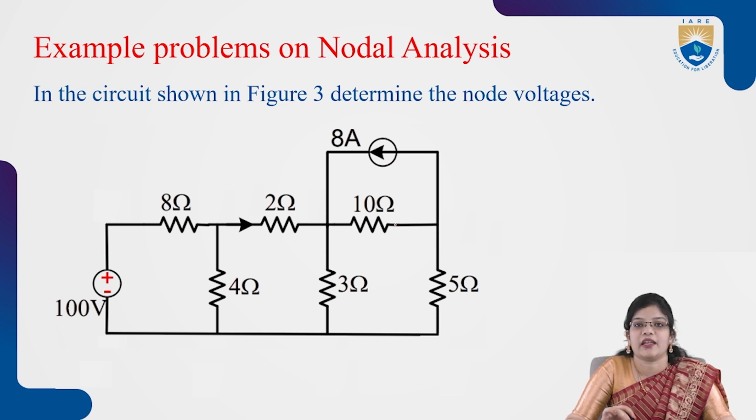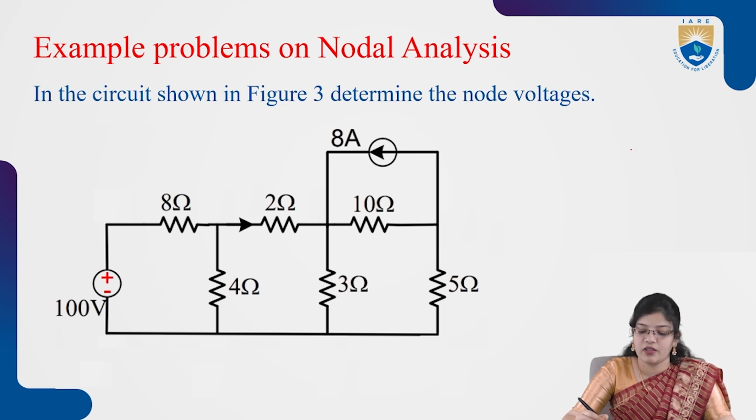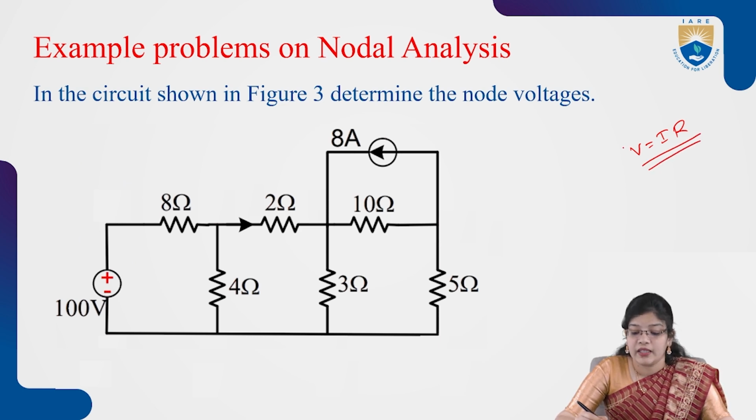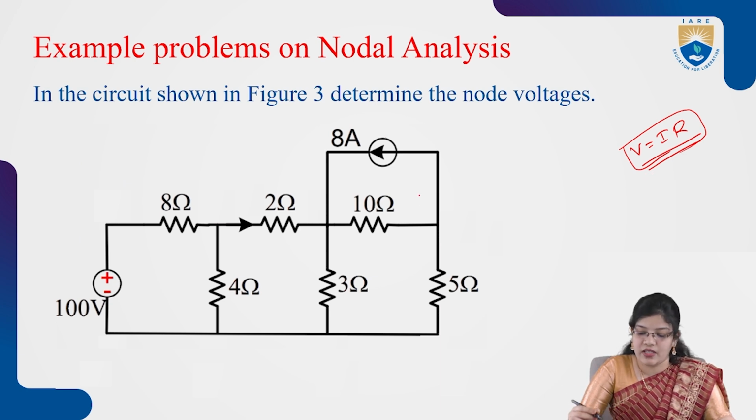If a current source is connected in parallel with a resistance, we have to convert it into a voltage source in series with a resistance. To convert this, we use the formula V equals IR, the Ohm's law formula. The I value is given as 8 amperes and the resistance is 10, so the value of V will be 80 volts.